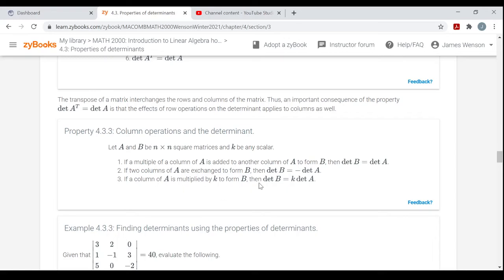So I'll again show you an example with a little 2x2 matrix. If a multiple of one column is added to another column, the determinant won't change. If two columns are switched, exchanged, then you get the opposite determinant. And if one entire column, every entry in a column, is multiplied by k, then the determinant of the new matrix is k times the determinant of the old one. So again, an example with all these happening.